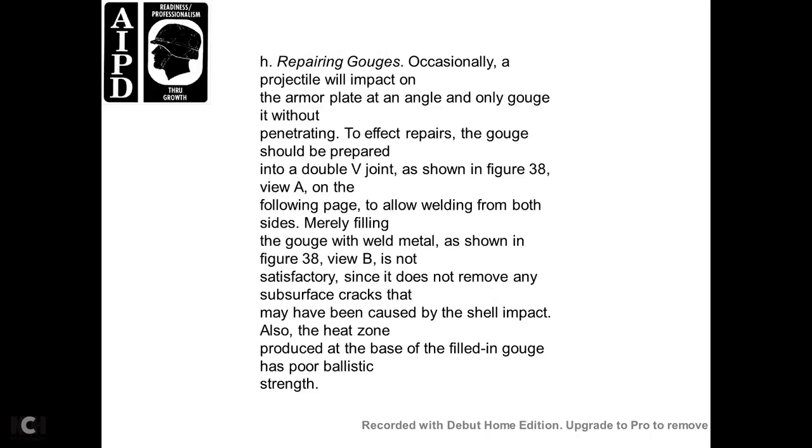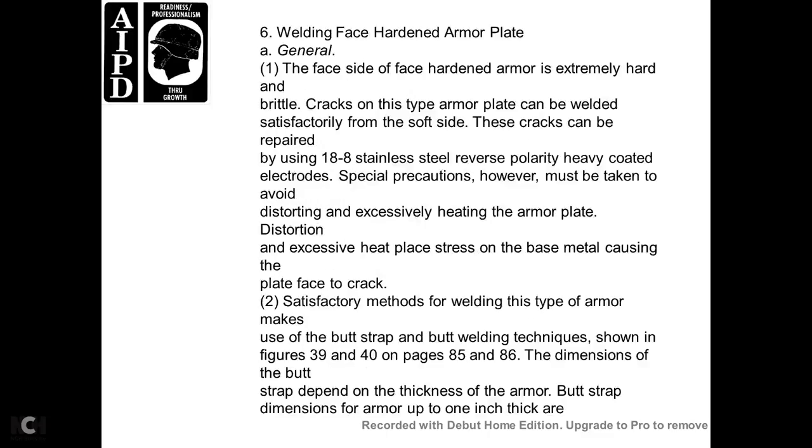Repairing gouges. Occasionally a projectile impacts the armor plate at an angle, causing only a gouge without a penetration effect. The gouge should be prepared with a double V joint, shown in figure 38 view A on the following page, allowing the weld to be made from both sides. Merely filling the gouge with weld metal, as shown in figure 38 view B, is satisfactory since it removes any subsurface cracks that may have been caused by the shell impact. Also, the base of a filled-in gouge has poor ballistic strength.